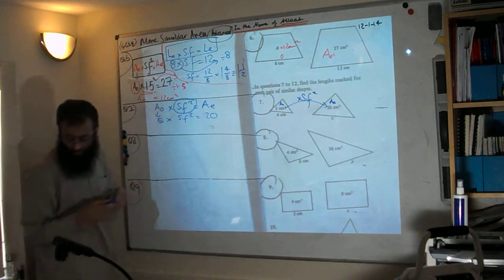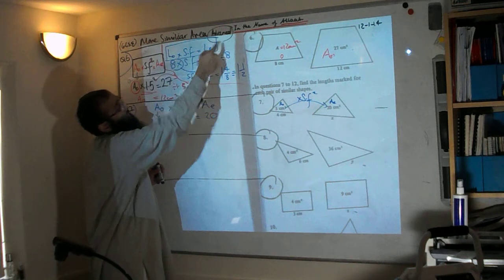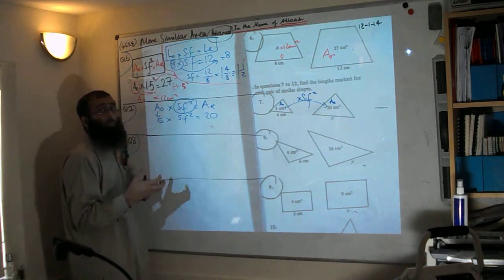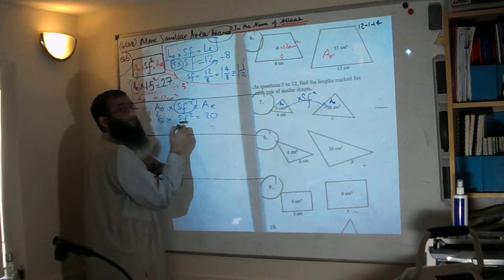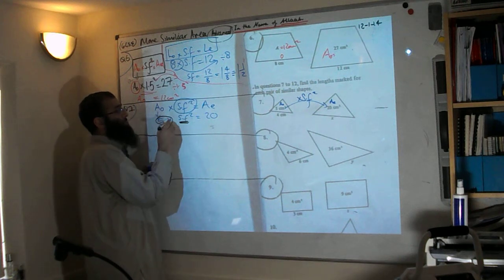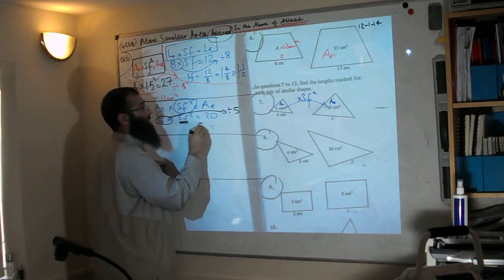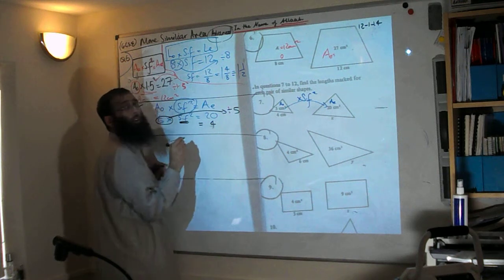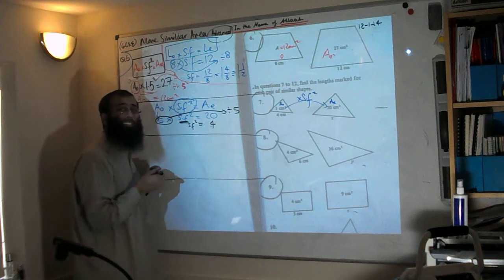Now, this is why this particular video has got the title More Similar Area Advanced, because we're dealing with these kind of questions where you have to do a square rooting first. So to work out the scale factor, it is being squared and then times by 5. So you move the last action first. Times by 5 becomes a divide by 5. So 20 divided by 5 becomes 4. So the scale factor squared is equal to 4.